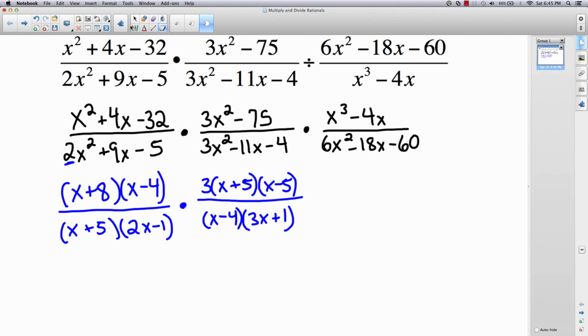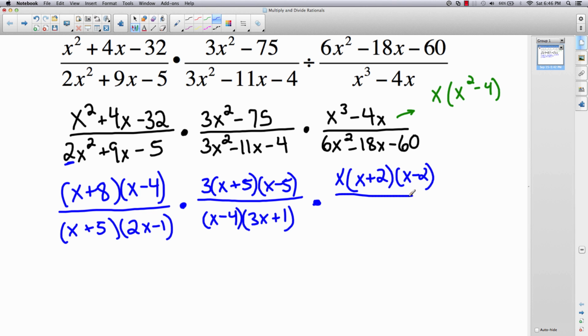Okay, finally moving on to our last fraction. Okay, so in the numerator, we'll look for GCF. Our GCF is x, and we get x squared minus 4, and then you can probably see that that's going to be difference of 2 squares. So in the numerator we have x, x plus 2, x minus 2.